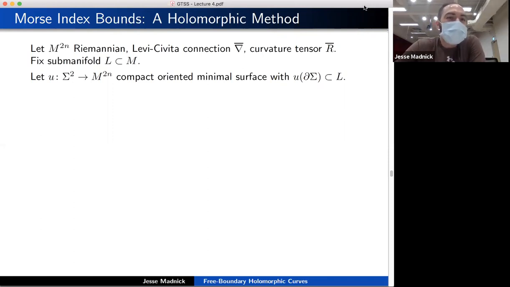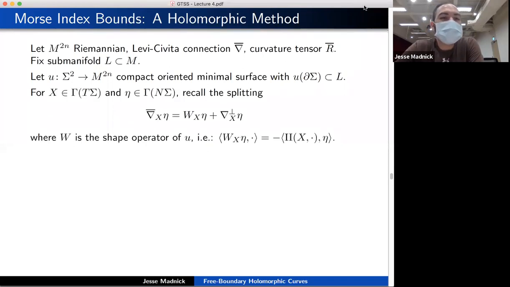So let's say you have an even dimensional Riemannian manifold M. Nabla bar will be its Levi-Civita connection. R bar will be its curvature tensor. Fix a submanifold L. It's not necessarily Lagrangian, it's just some submanifold. And we want to look at compact oriented minimal surfaces whose boundary lies in L.